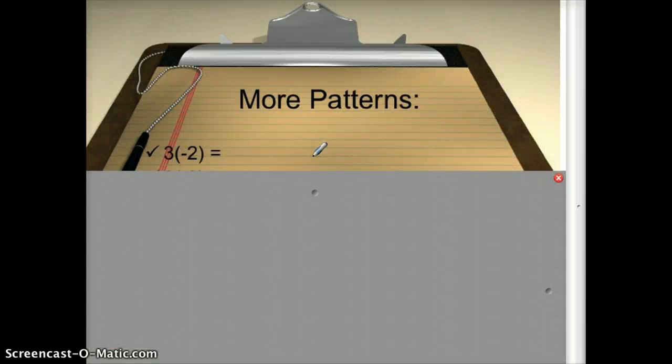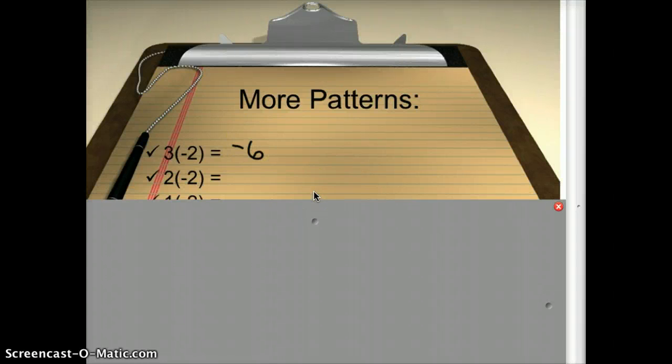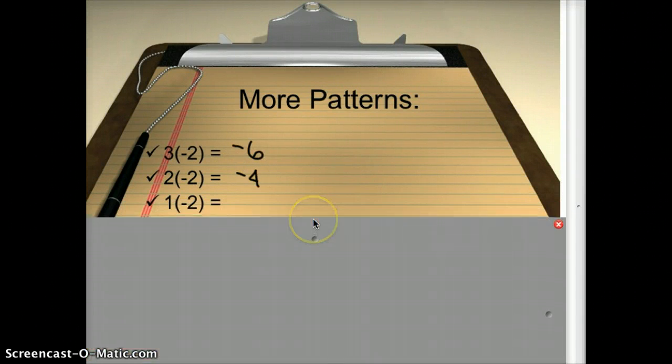If we start with that knowledge, 3 times negative 2, that's negative 6. 2 times negative 2, that's negative 4. 1 times negative 2, that's negative 2. So notice here, the negative 2 is staying constant. Here, this is going down by 1 every time. And this, my answer, seems to be going up by 2 every time. It keeps getting 2 bigger each time.